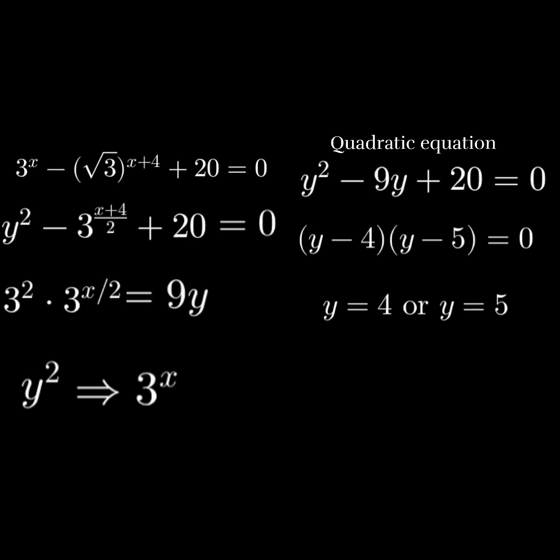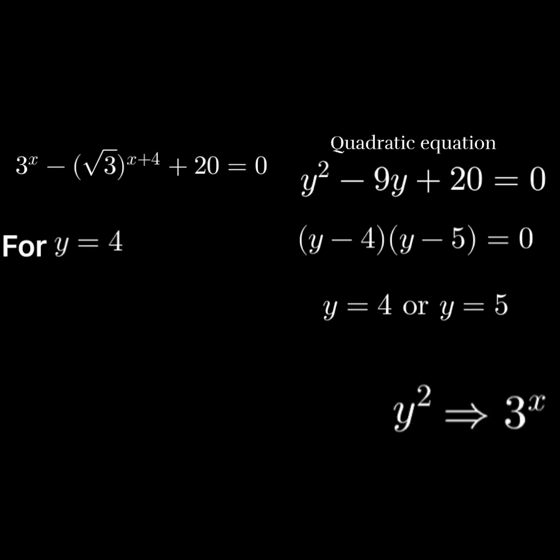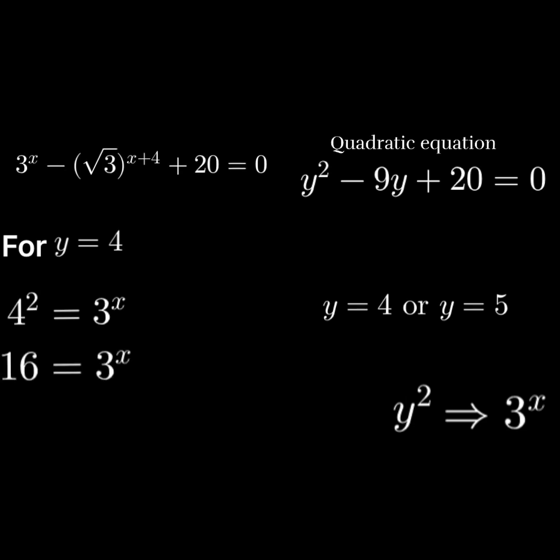Now that we've gotten the values of y, we can go back to what we said earlier. Recall that y squared is equal to 3 to the power of x. So we'll substitute the values of y that we have gotten to find the values of x. For when y is equal to 4, we have 4 squared equals 3 to the power of x. 4 squared is 16, so we have 16 equals 3 to the power of x. Hence we'll find the logarithm of both sides.